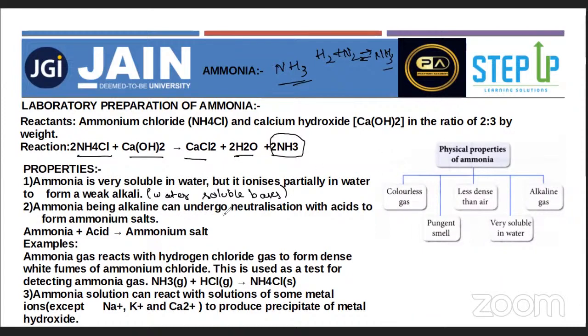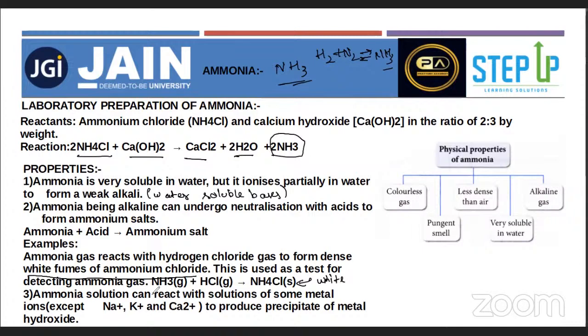Ammonia being alkaline can undergo neutralization with acids to form ammonium salt. So ammonia can combine with acid to form ammonium salt. For example, ammonia is reacting with HCl to form NH4Cl. This is also used for detection of HCl. Okay, this is white fumes of ammonium chloride. This will be white in color.